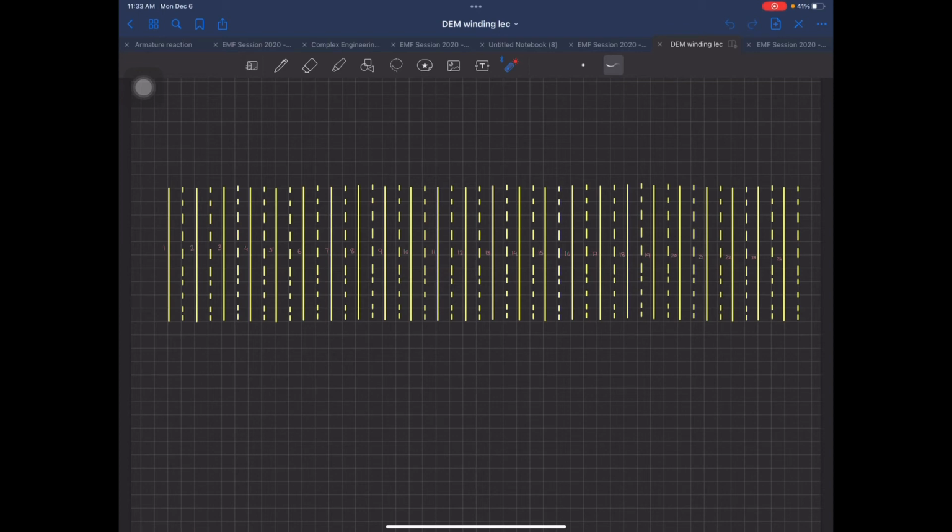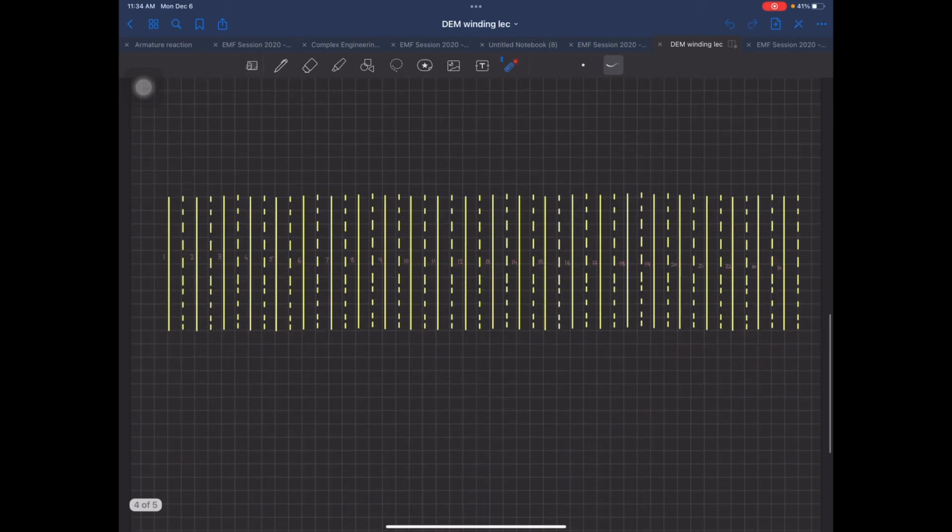Remember, this is an open type winding in which phase A starts from here, then completes that number of turns, whatever turns, and then ends at A dash. Similarly you will have B dash and C dash. How you connect them in series or in parallel or in Y or delta configuration is totally up to you.